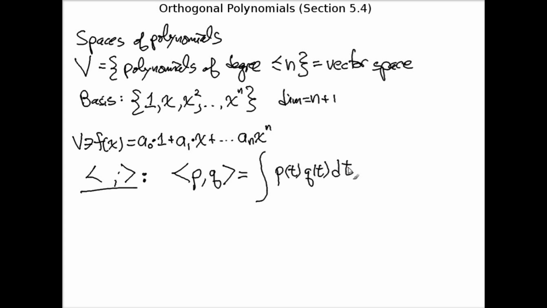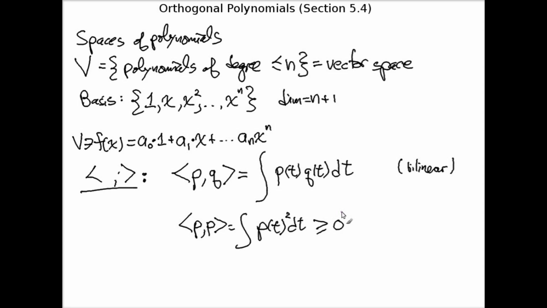So before I put in the limits on this integral, let's just think about this a little. Remember, an inner product is supposed to be bilinear. And integration is bilinear. If you add two polynomials, the integral becomes the sum, and if you multiply by a constant, and so on, this is bilinear. And it's supposed to be positive definite, which is to say the integral of pp, which is the integral of p of t squared dt, is certainly greater than or equal to 0.